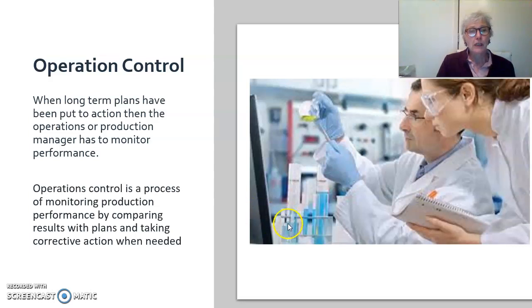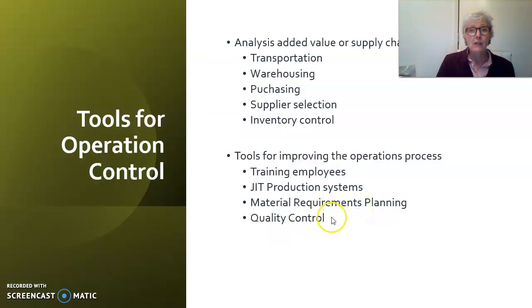Operations control is the process of monitoring production performance by comparing results with plans and taking corrective action when needed. The analysis can be done by an analysis of the added value or looking into the supply chain of materials. This is related to transportation, warehousing, purchasing, supplier selection, and inventory control.